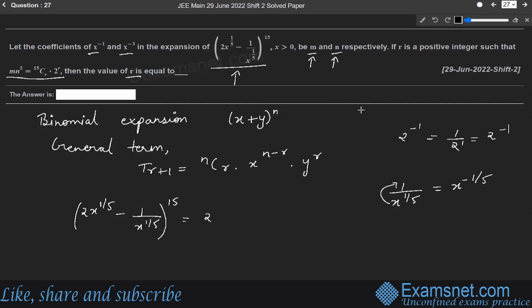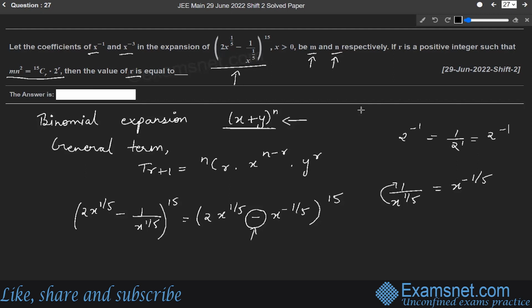So we can write it as (2x power 1 by 5 minus x power minus 1 by 5) and whole power is 15. Now this is in the form of a binomial expansion, but you can see that if we are comparing it with this form, then we do not have a positive sign here. So for now, let us do one thing. Let us not focus on this negative sign. If we are not focusing on this sign, then we get the values of x, y, and n, right? We will deal with this negative sign later.